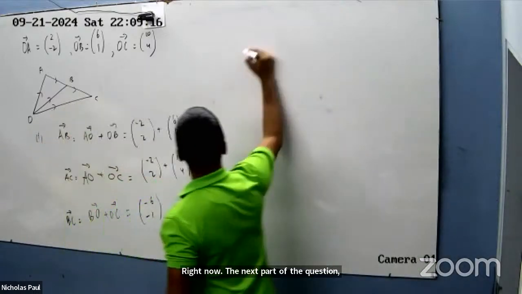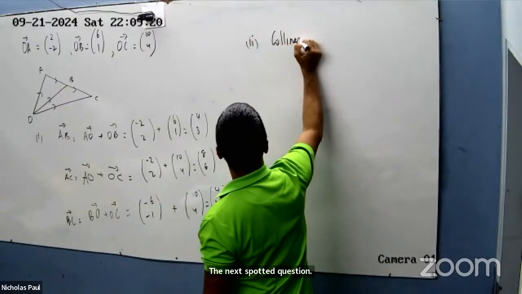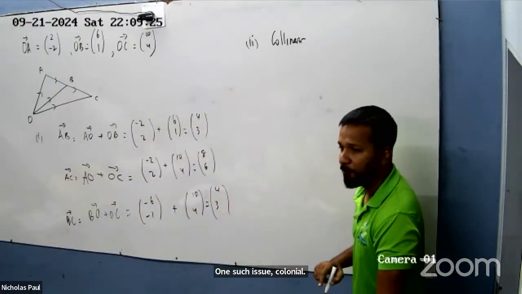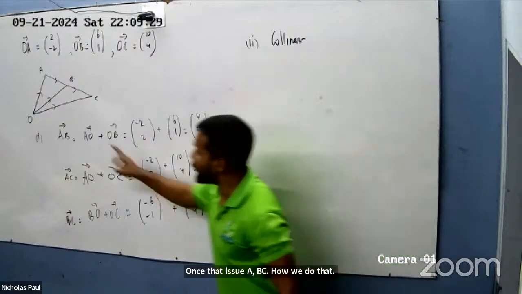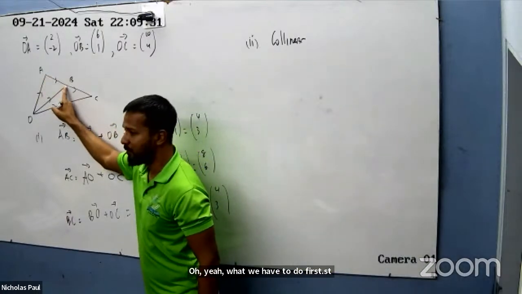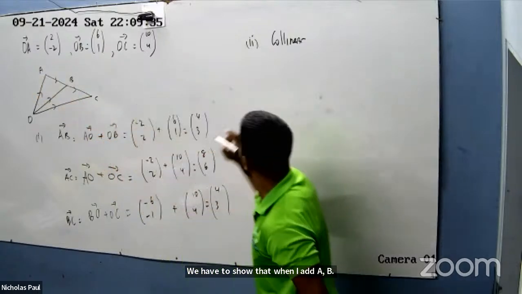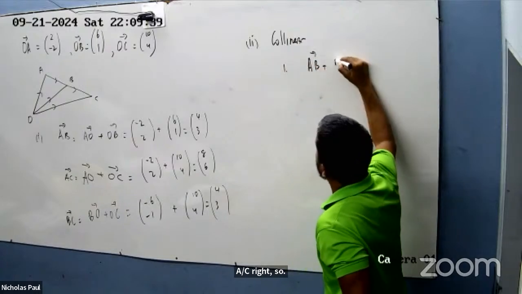The next part of the question wants us to show ABC collinear. How are we doing that? What we have to do first is show that when I add AB and BC, I am getting AC. So step 1, I'm going to add AB and BC.